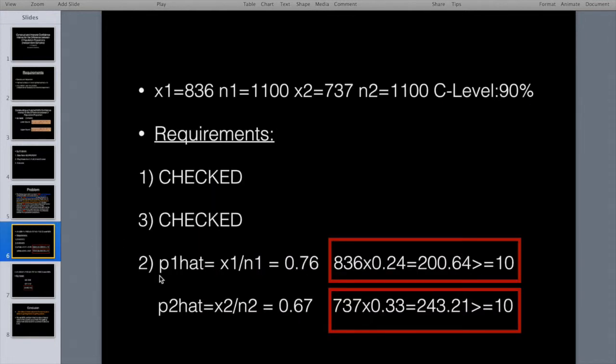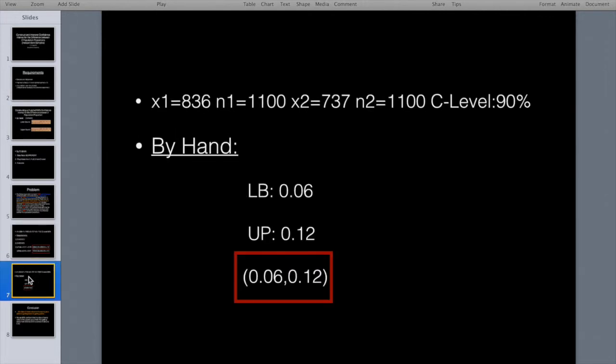For the second one, we have to find p hat 1, which is found by dividing x1 over n1, which is 0.76. And if you plug that value in the formula that I gave you before, you will see that the answer is 200.64. Do the same with p hat 2, and you will see that both are greater than or equal to 10. So now we are able to solve the problem. With the by hand way, if you plug the values in the formula that I gave you before, for the lower bound the answer is 0.06, and for the upper bound, 0.12. So the confidence interval is between 0.06 and 0.12.